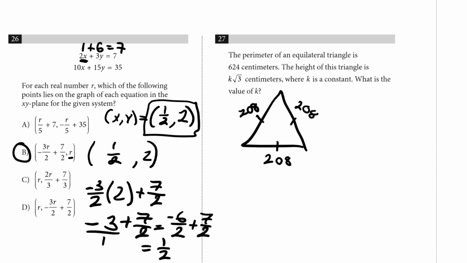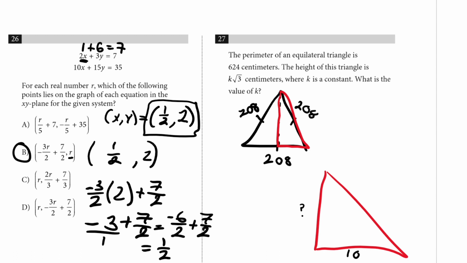In order to figure out the height, we have to split it down the middle, and we're going to rewrite this triangle that I'm outlining in red. The height is what we're looking for. The base is cut in half, so this will be 104, and the hypotenuse is still 208. I'm going to redraw an example of this type of triangle, which is a 60, 30, 90 triangle.